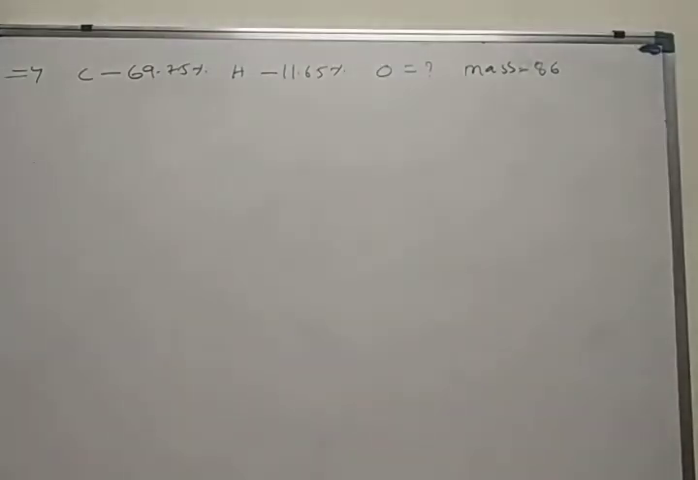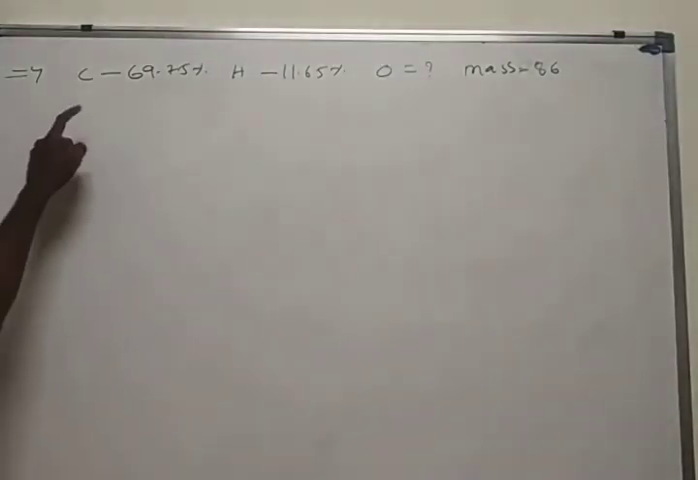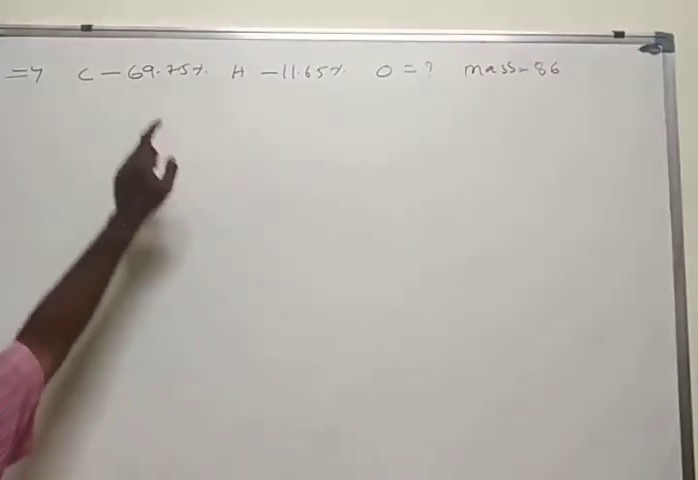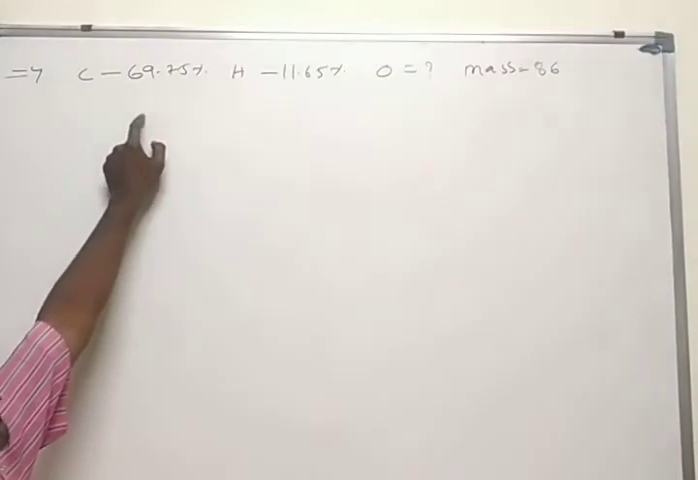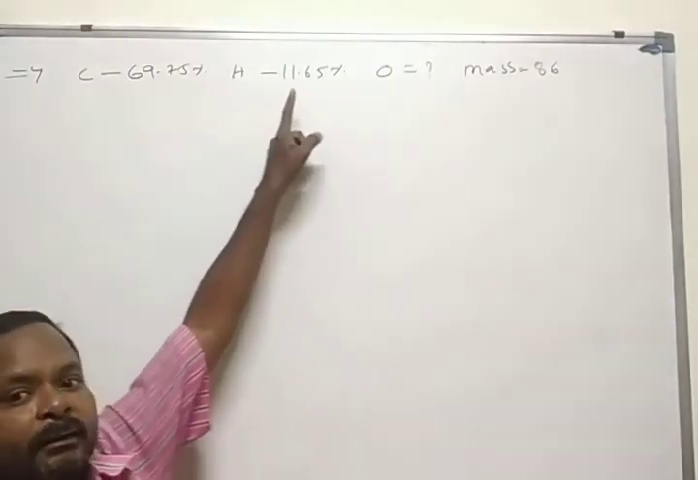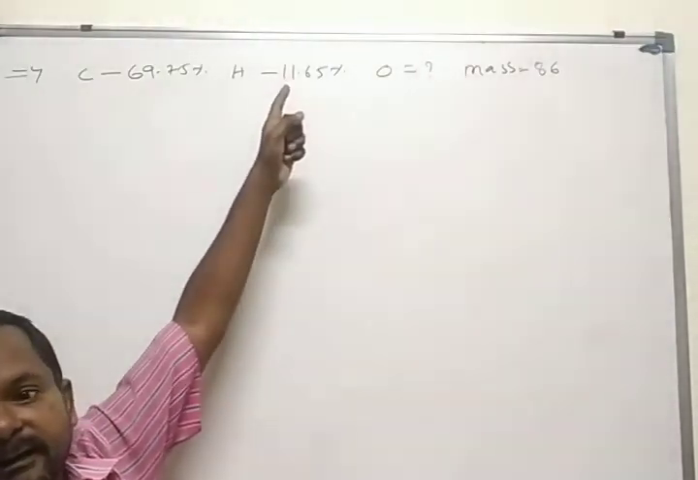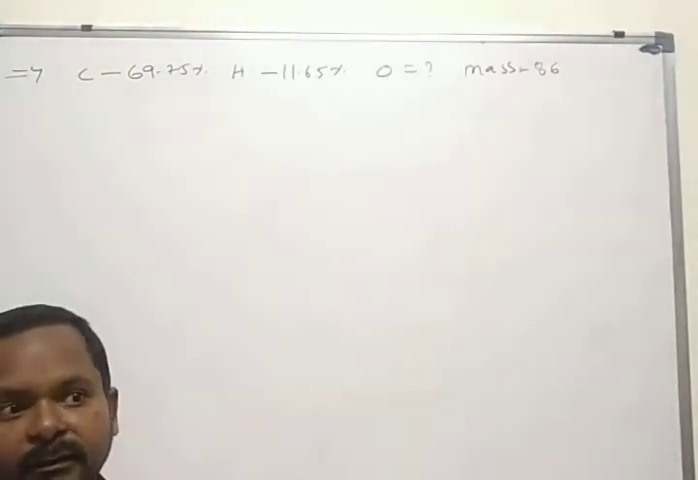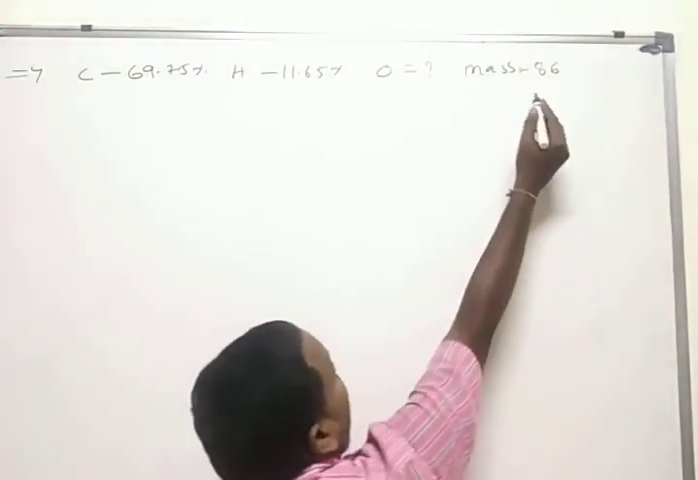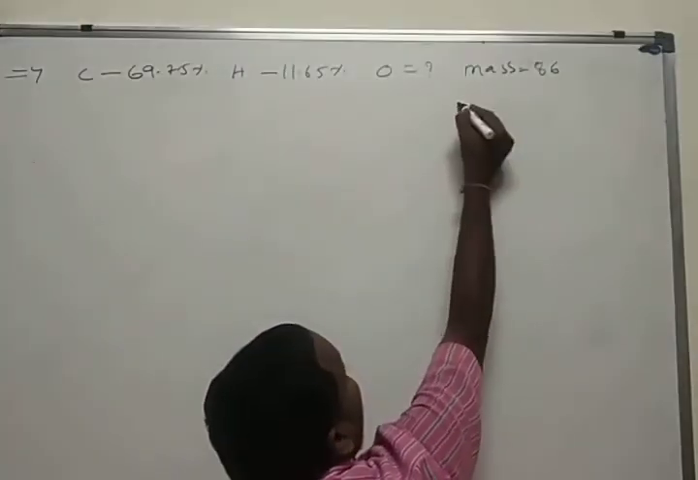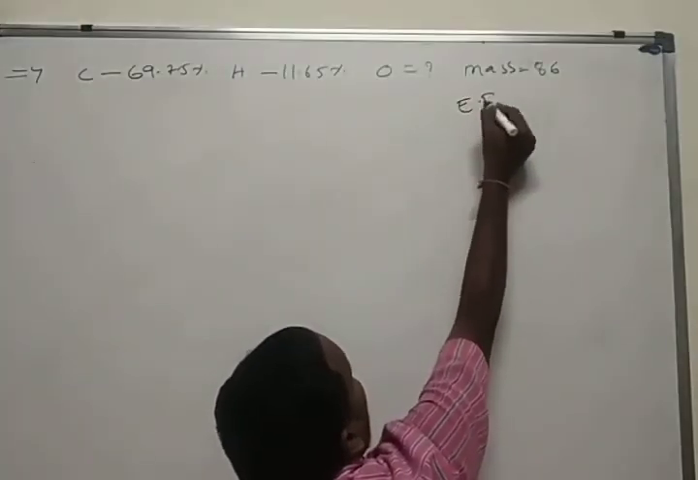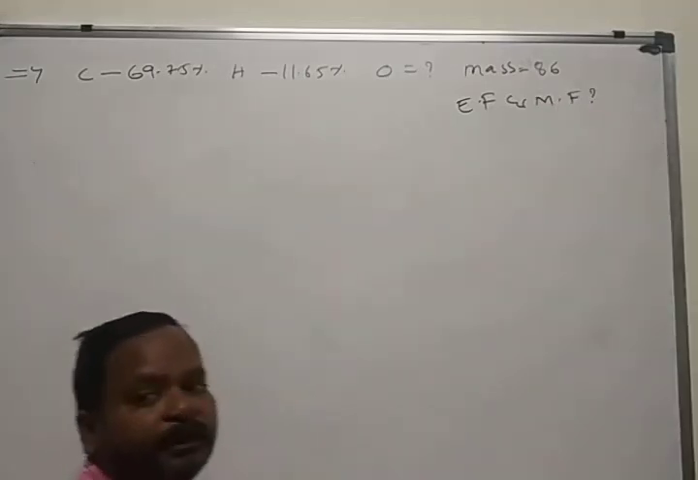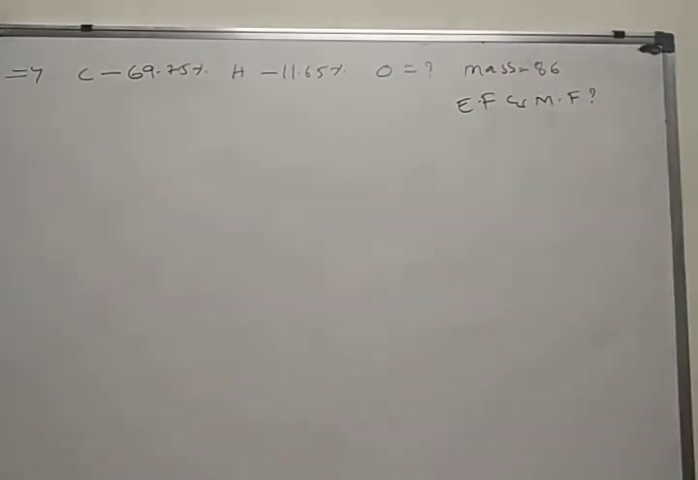An organic compound contains three atoms: carbon, hydrogen, oxygen. We know the percentage of carbon, 69.75. We know the percentage of hydrogen, 11.65. We don't know the oxygen. Mass of molecule is 86. Determine the empirical formula and molecular formula.